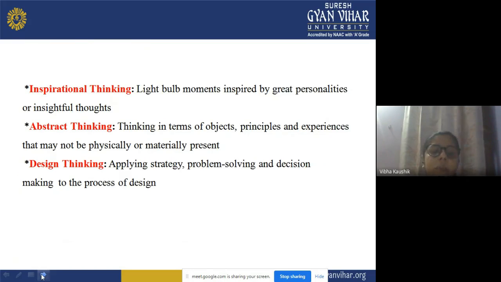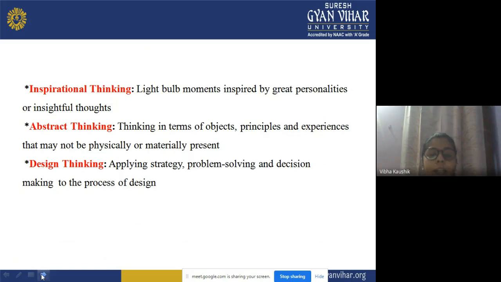Now, inspirational thinking means a light bulb moment, inspired by a great personality or insightful thoughts. It means you are inspired by the thought process of a great personality; that is called inspirational thinking. Abstract thinking is when you are not thinking in a concrete manner, but thinking in terms of objects, principles, and experiences that may not be physically or materially present, meaning that thing is not concretely in front of you. That is called abstract thinking.